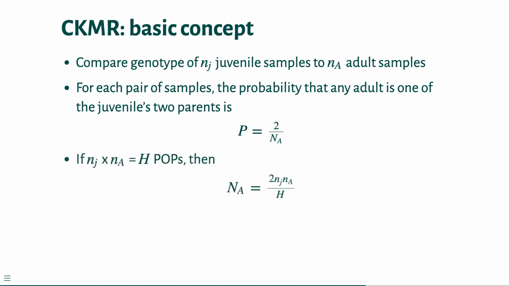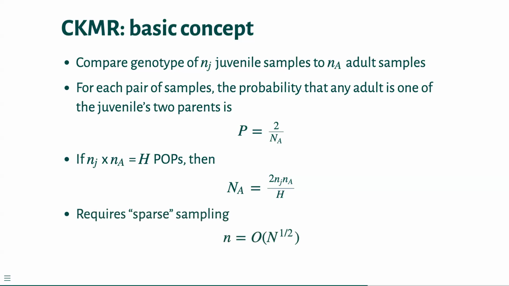So if you do NJ times NA comparisons, so you do pairwise comparisons for every possible pair, and you detect H parent-offspring pairs, then you can calculate the adult abundance NA as 2 times the number of comparisons that you did, divided by the number of parent-offspring pairs that you observed. Now, this is an extremely simplified version of how this works. This is excluding all sorts of assumptions about survival rates and things like that, but just to give you a flavor of conceptually how this process works.